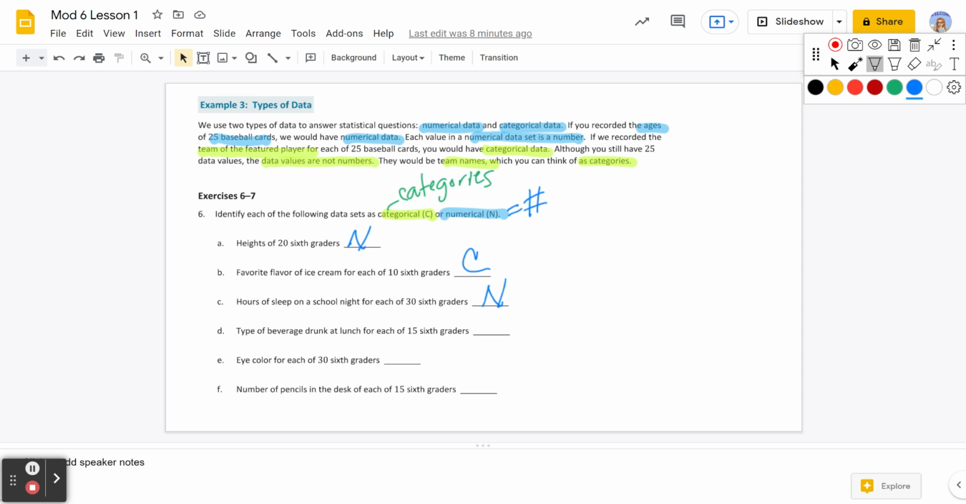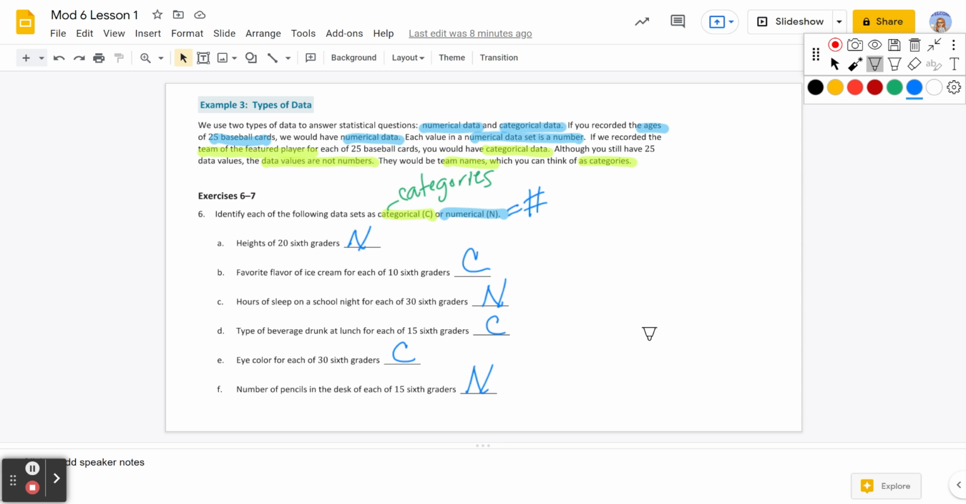Type of beverage drunk at lunch for each of 15 6th graders. You would have categories, different categories of different drinks. Eye color for each of 36 6th graders. Again, a category, different colors of eyes. Number of pencils in the desk of each of 15 6th graders. That would be numbers, so it is numerical.